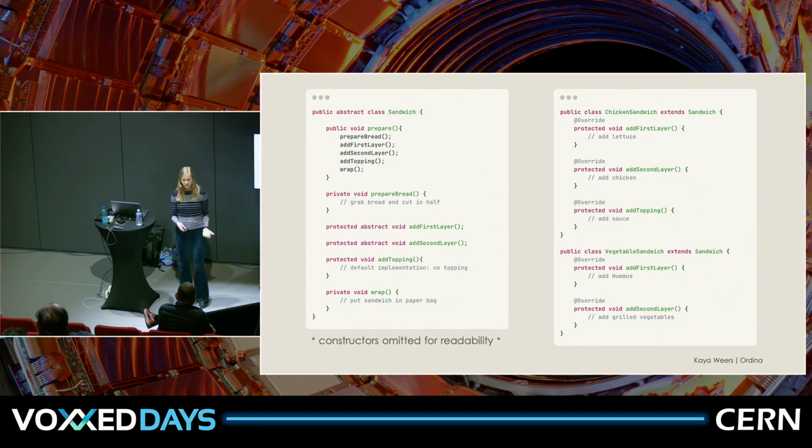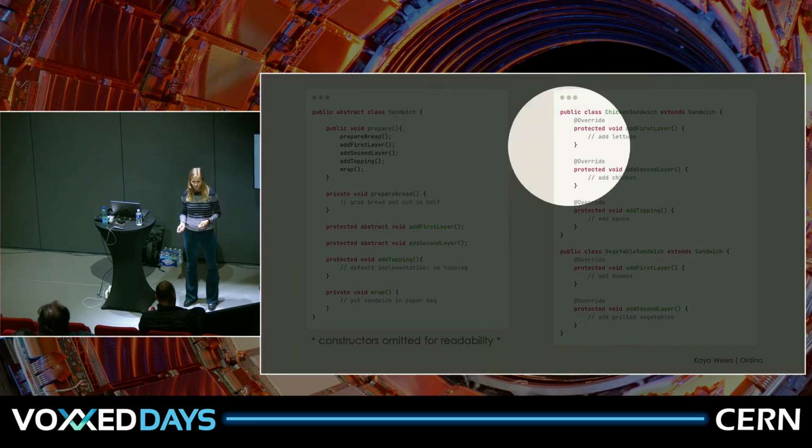So in this pattern you will see that things that are the same, put them as high as possible, so in a superclass, because you don't want to copy them in every subclass. And things that differ, put them lower in the subclass. So this is something that's the same, so put it in the superclass. Then we have the first and second layer. There they have different ingredients. So we have to put them in the subclasses.